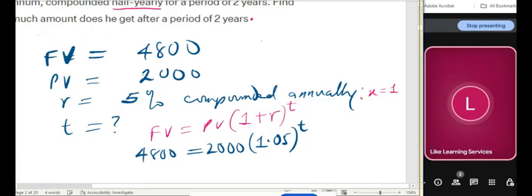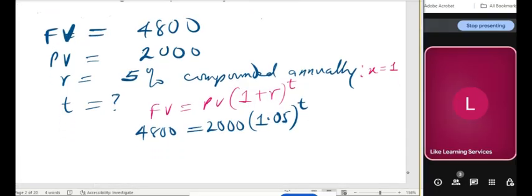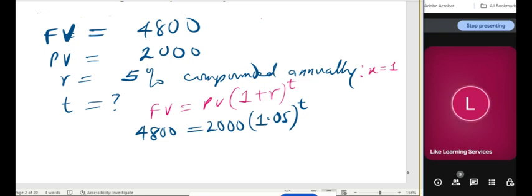So how do you finish it up? Are you still with me? Yeah. Okay, so how do you solve this? Okay. You divide both sides by 2,000. Yep. Okay.